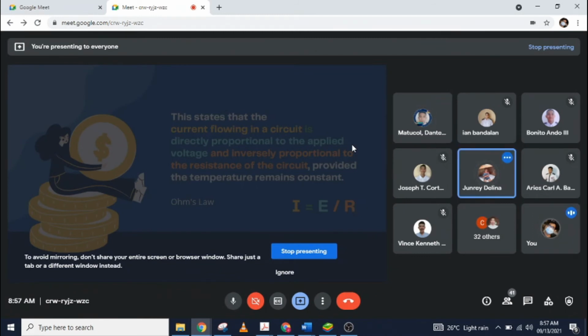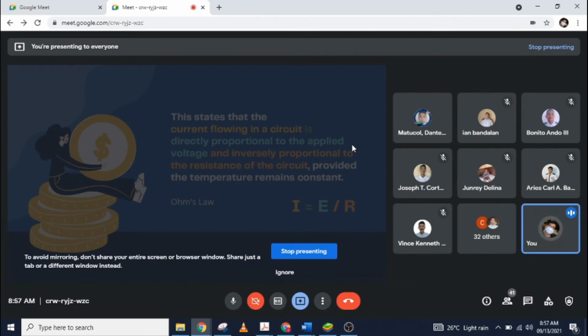How does it oppose? Why is it opposite to the voltage, resistance? Kasi kapag yung voltage tumaas, yung current flow, sir, tataas din. But in resistance, sir, pag bumaba po yung resistance, tataas po yung current flow. Pag tumaas po yung resistance, bababa po yung current flow. That's excellent. That's actually the way to say it.